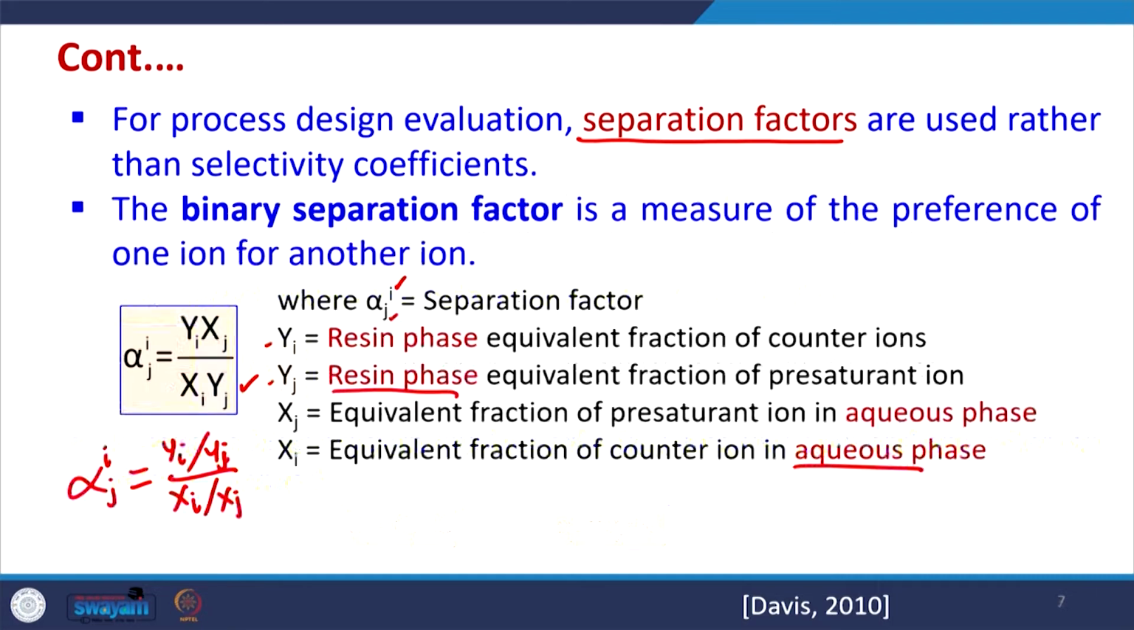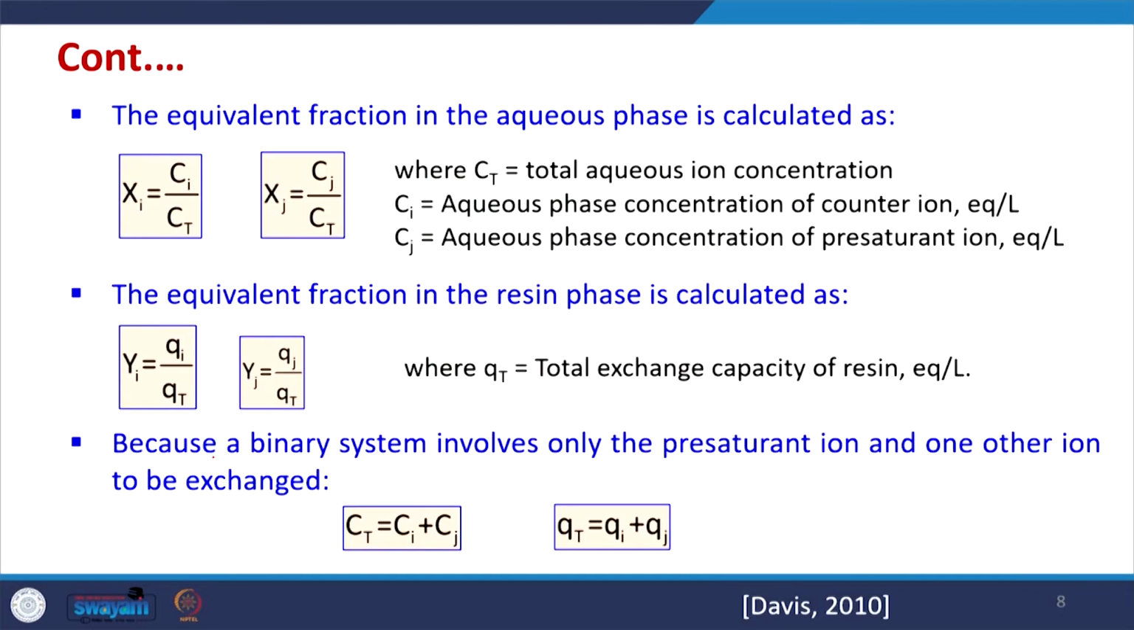Now, we can define these x I. Remember, these are equivalent fractions. So, x I can be written as C I upon C total, where C total is the total aqueous ion concentration. Similarly, C I is the aqueous phase concentration of the counter ion, and C j is the aqueous phase concentration of the pre-saturant ion. Through this we can define x I and x j.